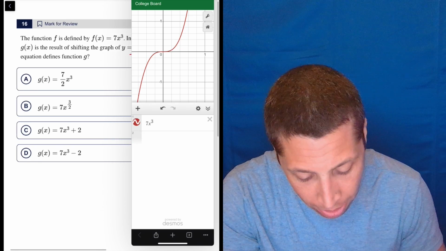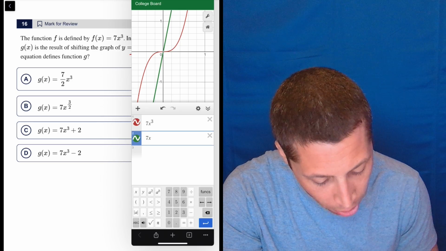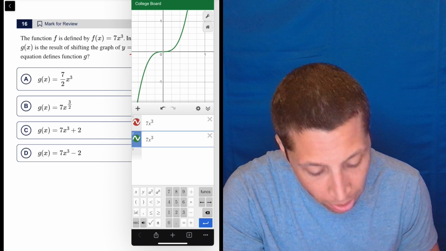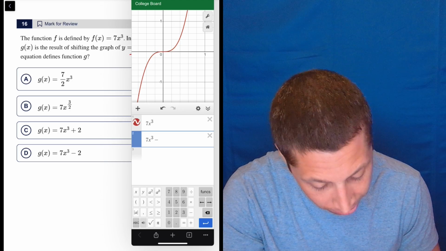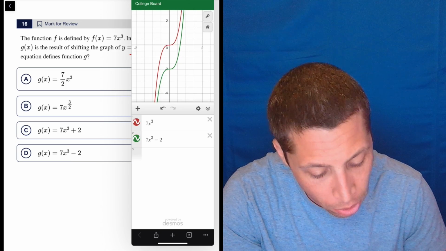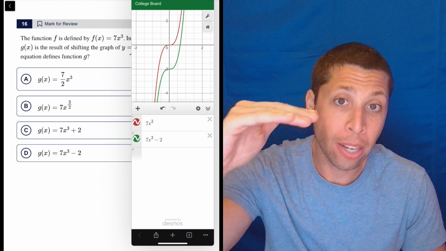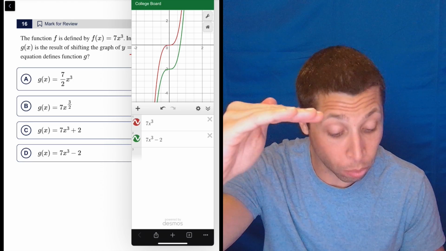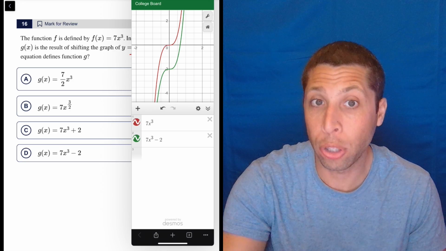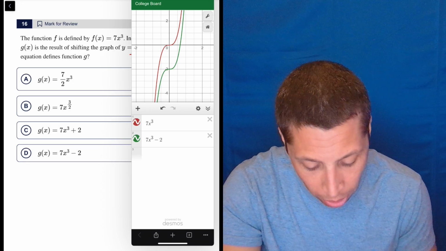So that's wrong. Now, some of you are going to know from school that in order to shift something down, you have to subtract the number from the equation as a whole. So 7x to the third minus 2 is going to give us what we want. If I zoom out a little bit, notice we have the same basic shape, but notice what happened. The red intersects the y-axis at 0, but now the green, which is the shifted version, is intersecting at -2. So it shifted from 0 down to -2, down 2. So there you go. That is the proof.